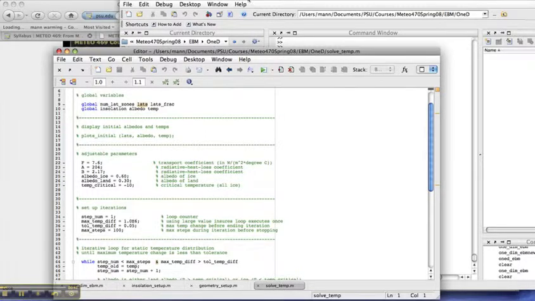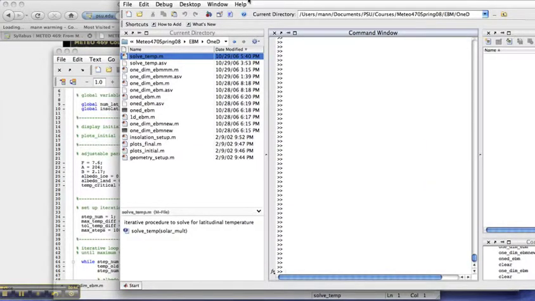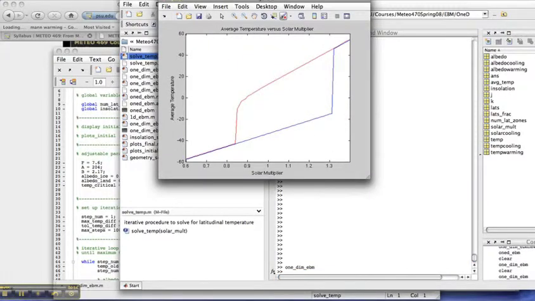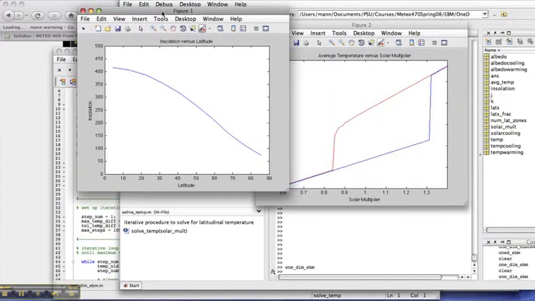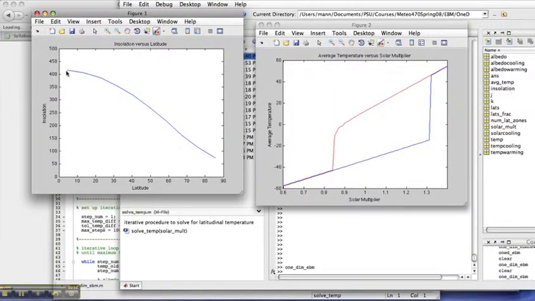So let's actually run that model. It's simply run by me executing the command one-dim EBM, one-dimensional energy balance model. Okay, and what it's done, first of all, it calculates the insolation at the top of the atmosphere as a function of latitude, where we, of course, have very high values of solar insolation near the equator, very low values near the pole.